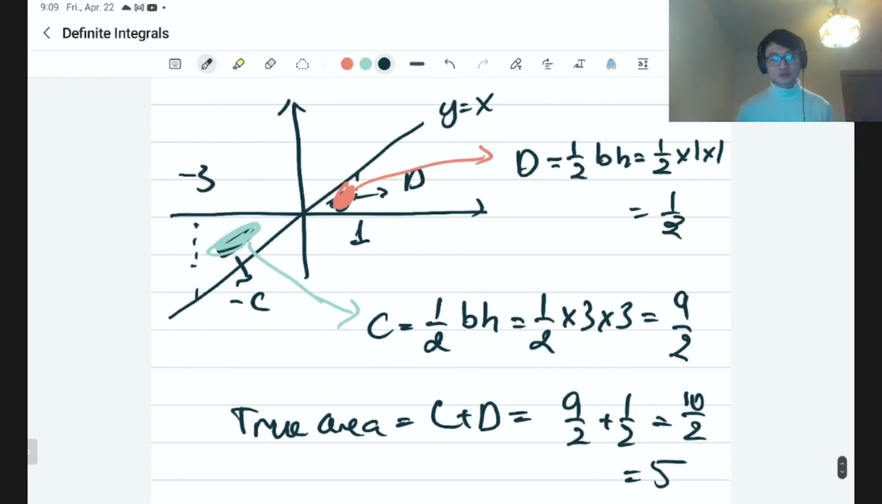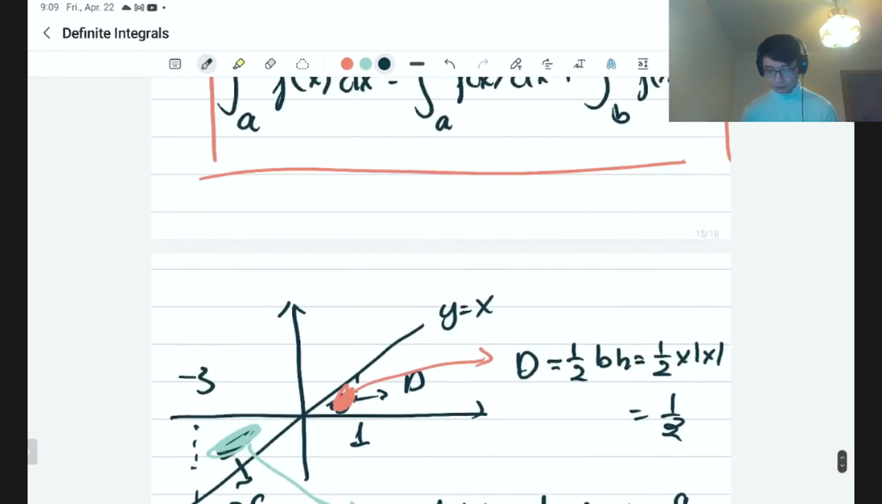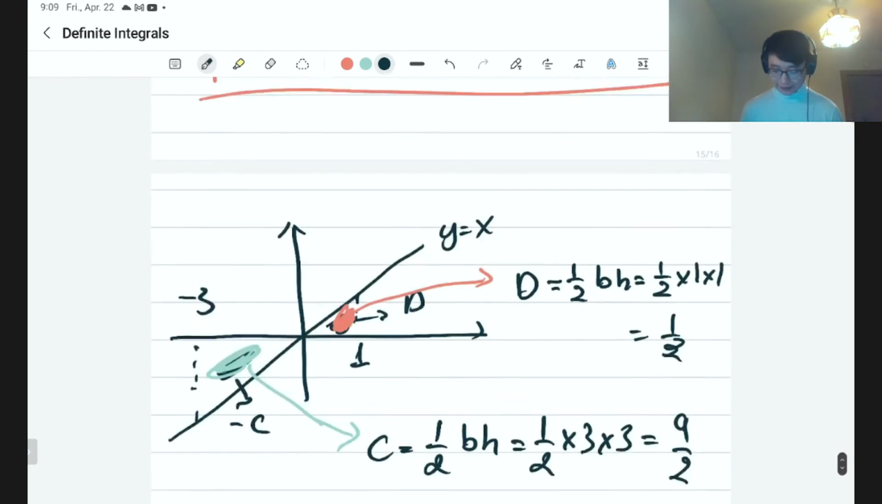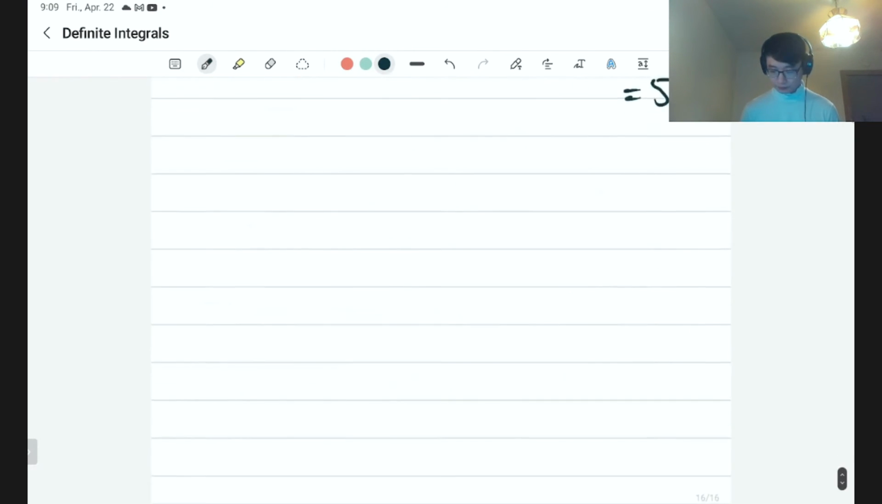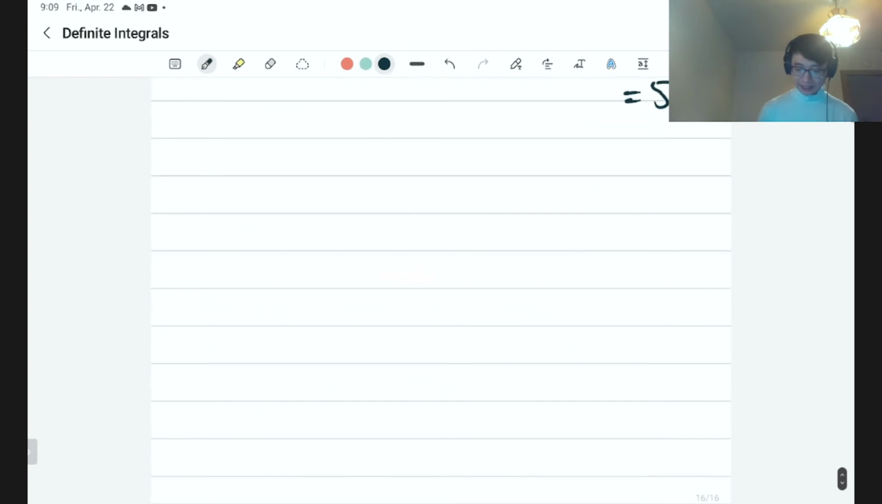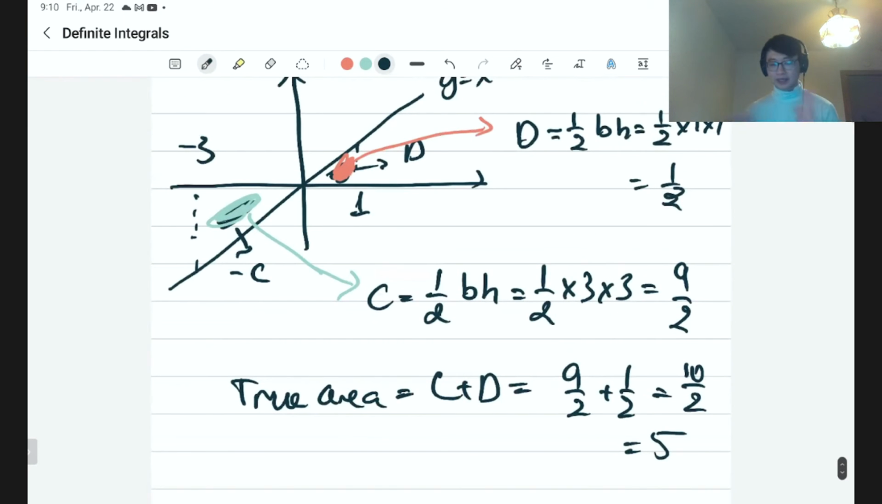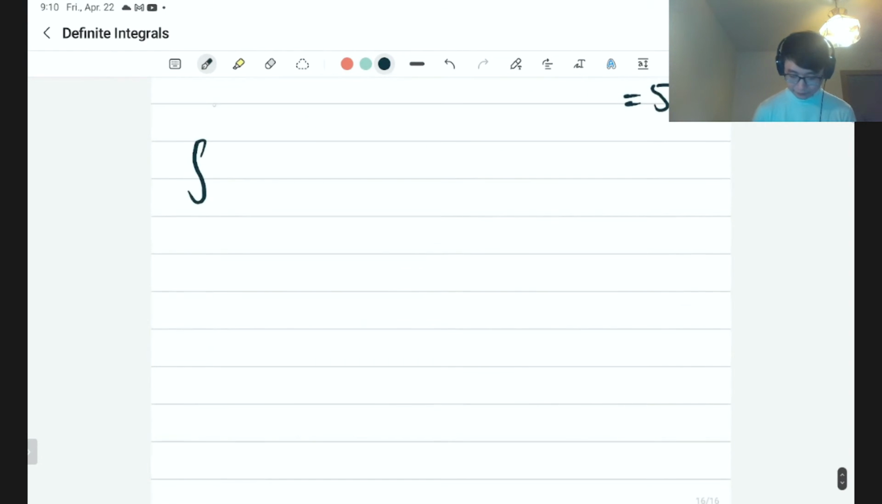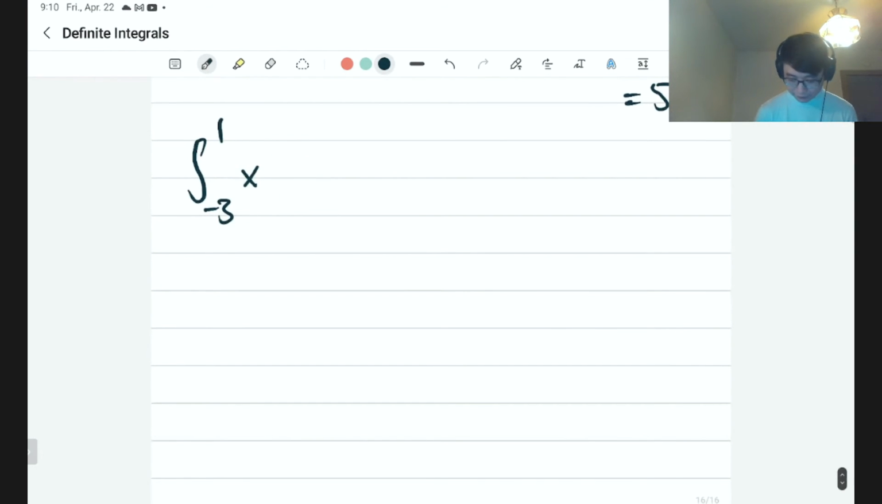And now I'm going to use this property to solve this problem here. But again, take note that the definite integral can bring up a negative sign, so we have to add another negative sign to turn it positive. What do I mean by that? Again, I want to find the area under the curve between -3 and 1 of the function y is equal to x, right?